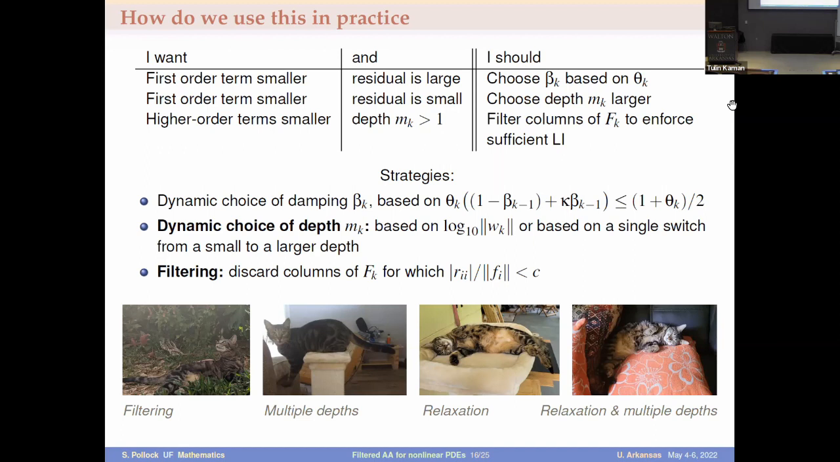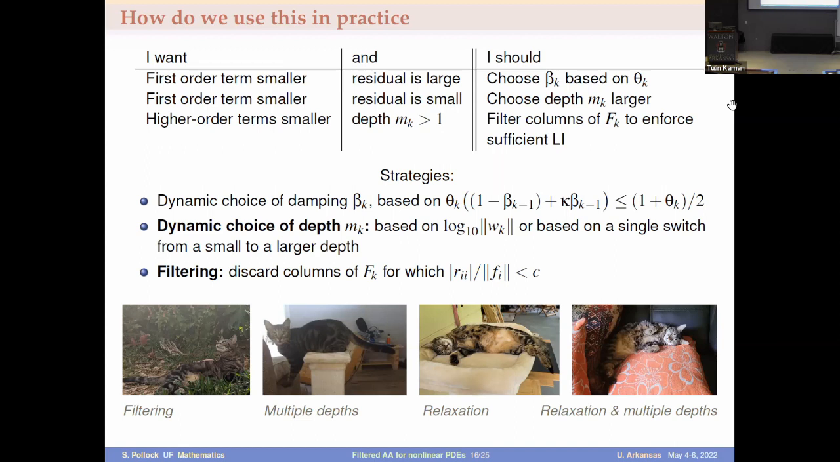And so this is essentially using a dynamic choice of our depth mk. I like to do it based on the log 10 of the residual. My collaborator likes to do it based on a single switch from a small to a larger depth, for instance, once the residual hits about 10 to the minus 2, 10 to the minus 3. These are both somewhat heuristic strategies, and sometimes you have to tune it to the particular problem, but it works pretty well. And then the last strategy here is filtering.